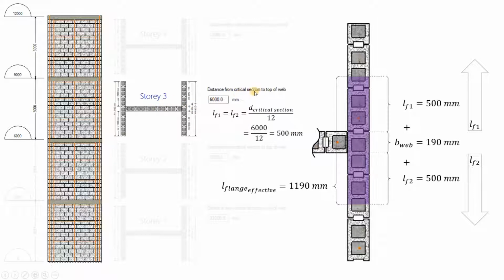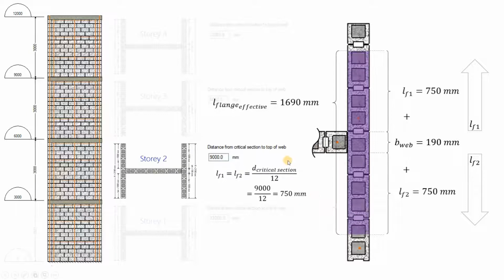Moving downward to story 3, this value is going to be bigger because now the distance from the critical section to the top of the wall has an extra story above it, so that value is now 6 meters. If we divide that by 12, we get 500 millimeters. Looking at our LF1 and LF2 once again, instead of 250, now we have 500. So we have more of that flange being effective now, at 1,190 millimeters. Moving down again to story 2, I think you are going to notice a trend here. Now we're 9 meters away, so this value goes up to 750. As a result, we get an effective flange area of 1,690 millimeters.